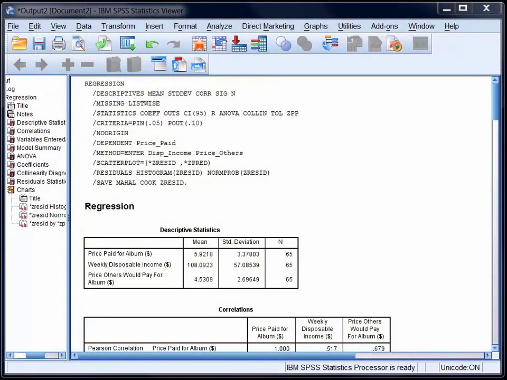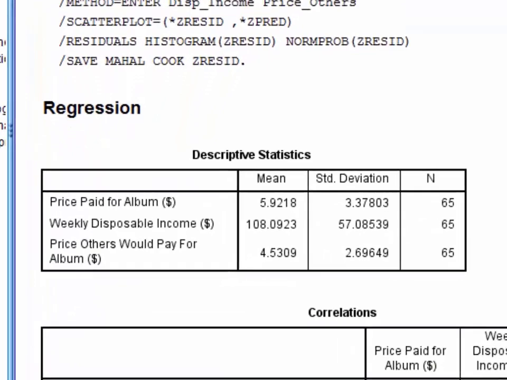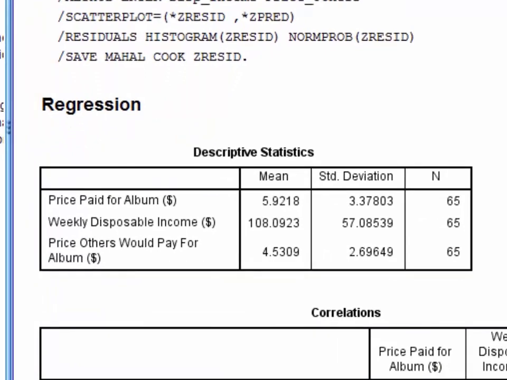When you run a standard multiple regression using SPSS, you get several tables of output. The first table provides descriptive statistics for each variable in the regression. On average, people paid $5.92 for the album, their weekly disposable income was $108.09, and they estimated that others would pay around $4.53.